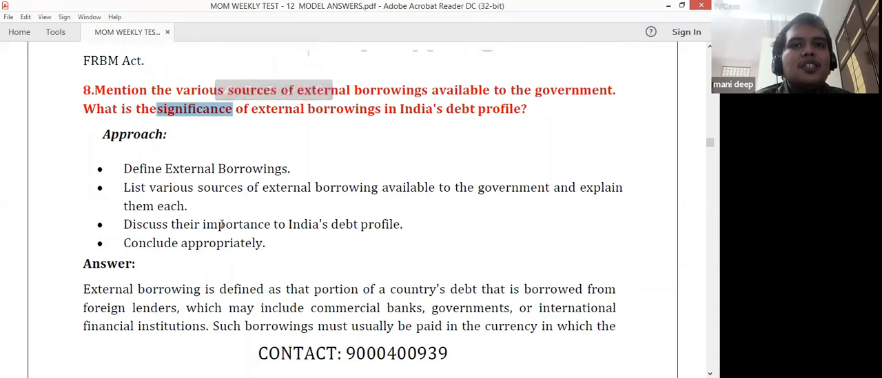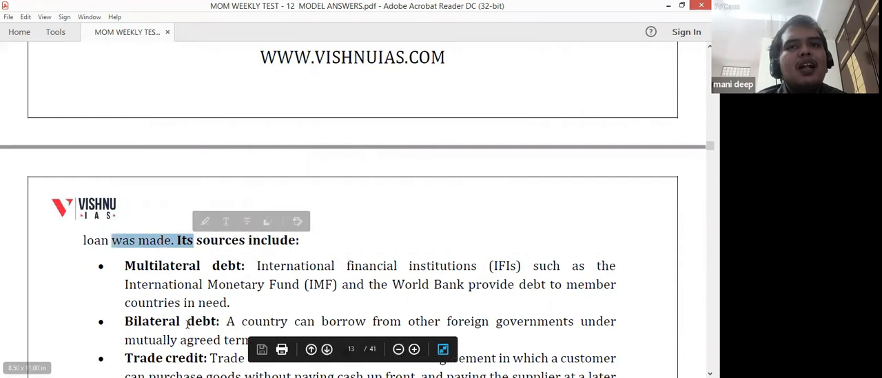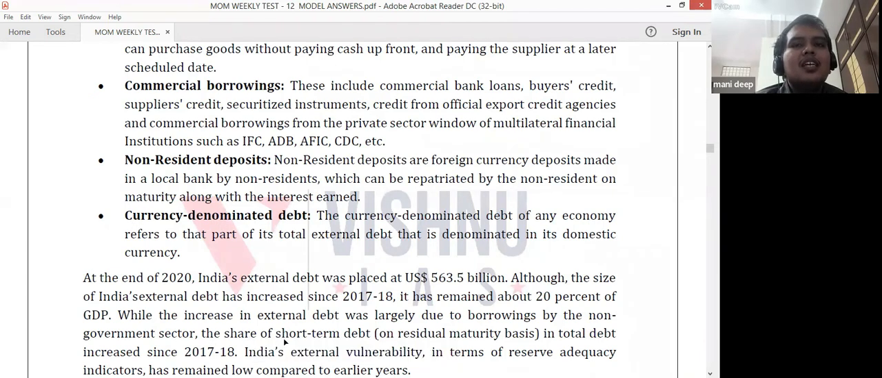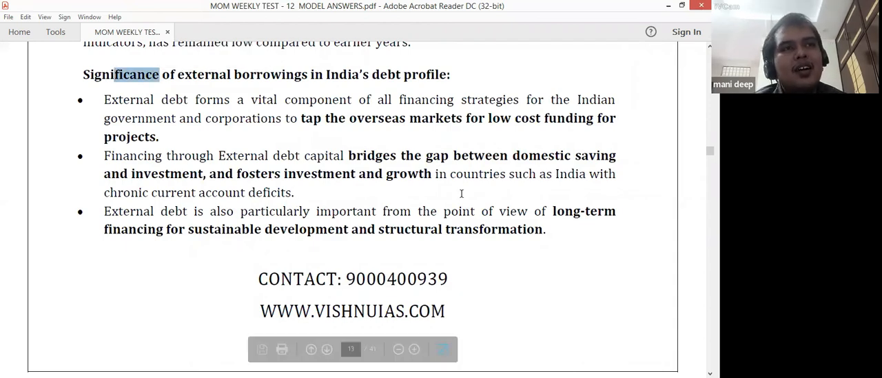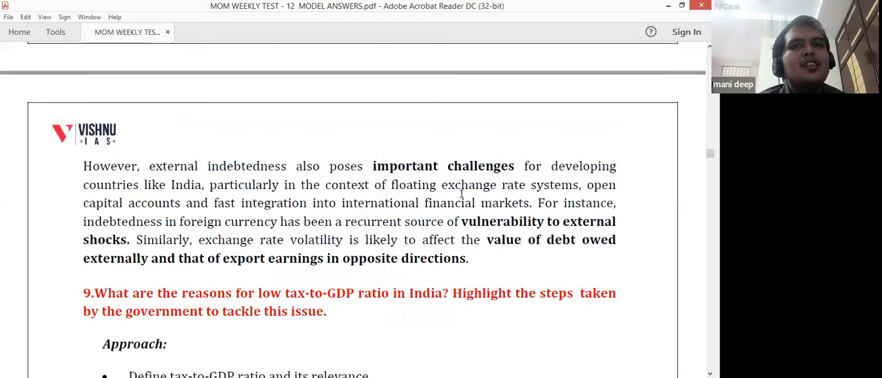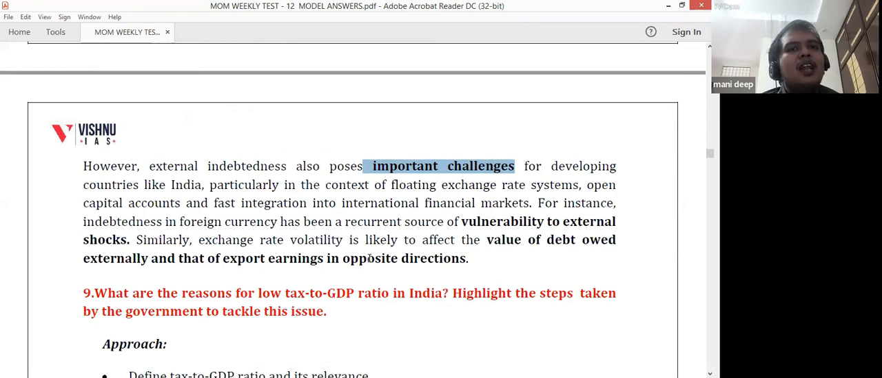First, you should write about what is external commercial borrowing. Then you can write about sources: multilateral debt, bilateral debt. Then commercial borrowings, non-resident deposits, currency denominated debt. These are all things you should focus upon. Then you can write about the significance. You can get cheaper loans, the crowding out effect can be reduced, and there is structural transformation, etc. But you should also write about challenges. One challenge is the floating exchange rate. The exchange rate can be very vulnerable to changes.